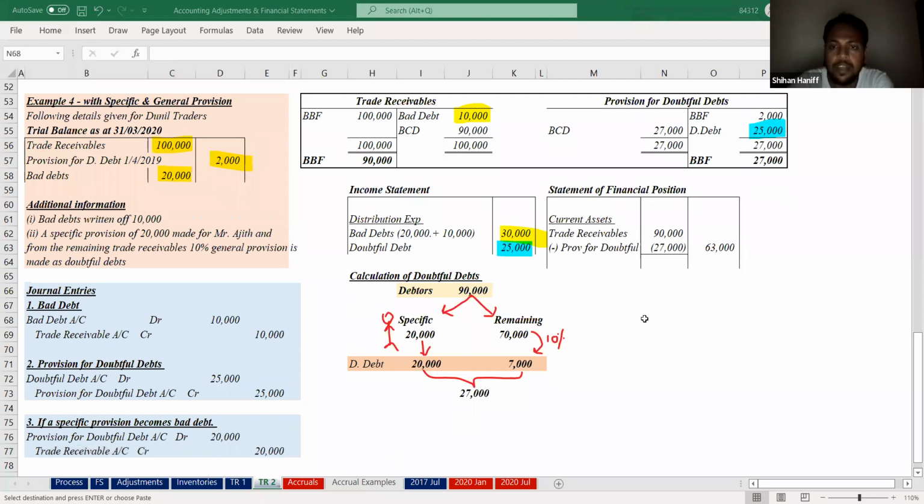There's a question: sir, is provision an expense? Provision is not an expense. Doubtful debt is the expense. Provision is a reduction from the asset. From the asset, you deduct and show. That is provision. So provision for doubtful debt, you deduct from debtors. Provision for depreciation, you deduct from the cost of the PPE. Provision is not an expense. The expense is the doubtful debt. Provision is a deduction from the total asset.